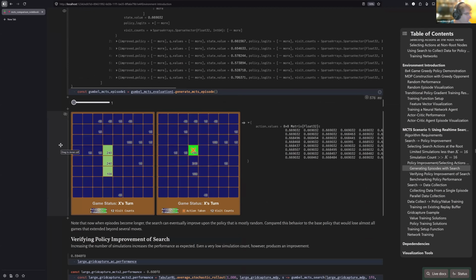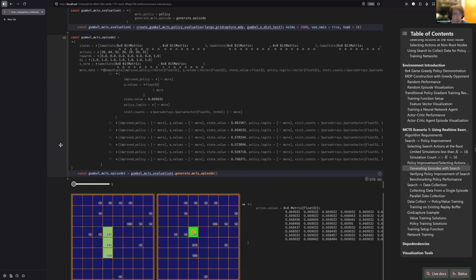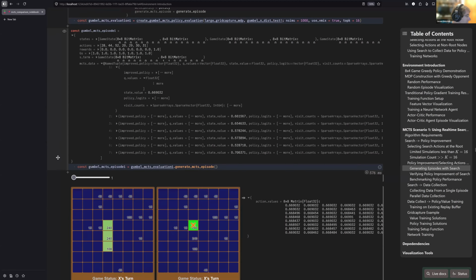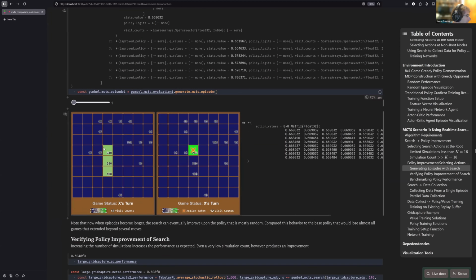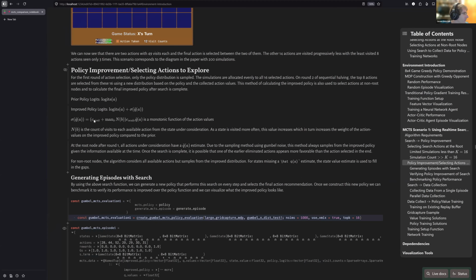Now what I can do is show this episode and how the search policy compares to the original policy. I'm showing the visit counts on both. This board is showing the policy function that we started with, the one right from the Actor-Critic training. What I'm showing on the right is the improved policy, and that's what's being computed here.